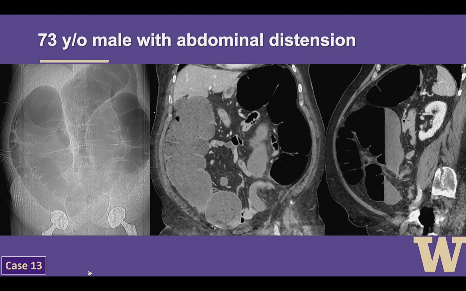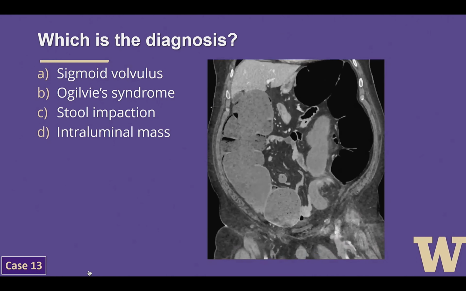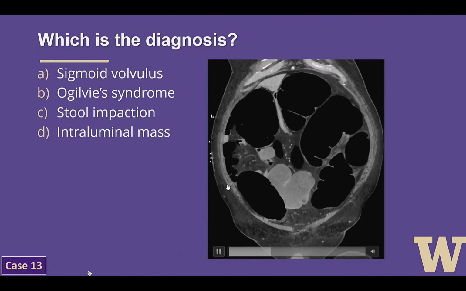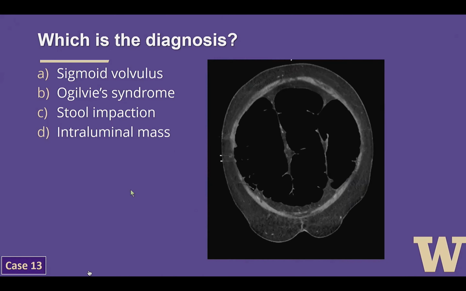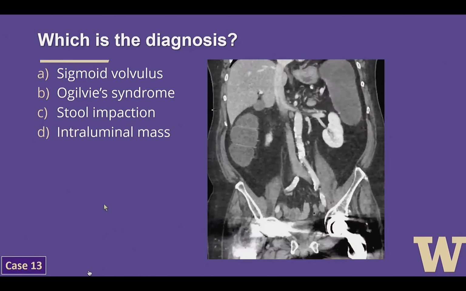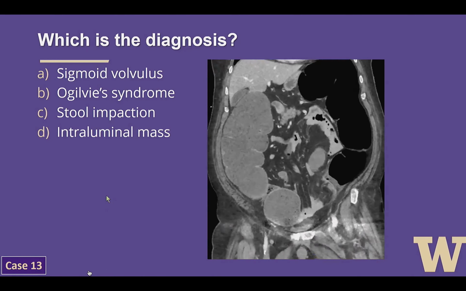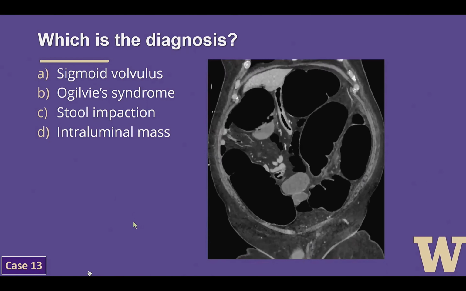So the last three cases are all going to be large bowel obstructions. The first one here is a 73-year-old man with abdominal distension. Apologies for the rapid-fire cine clip here. I guess that fits our topic. But the question is, what is the diagnosis? Sigmoid volvulus, Ogilvie syndrome, stool impaction, or an intraluminal mass?